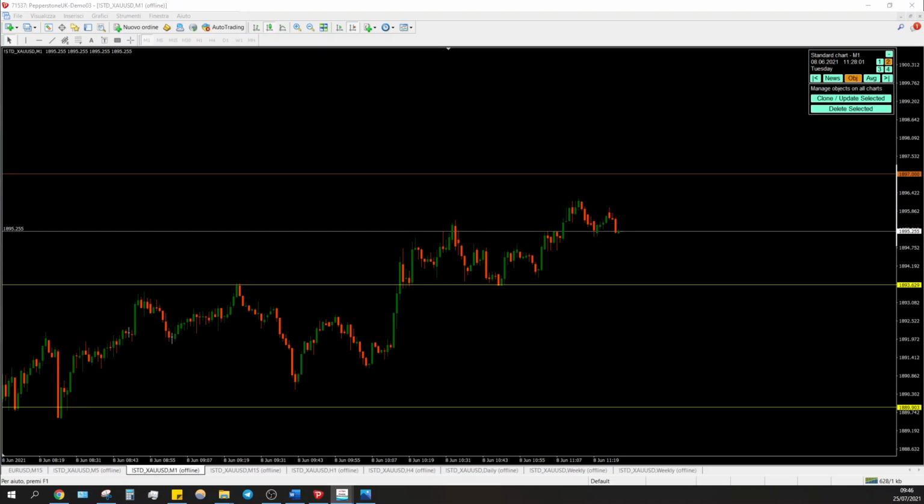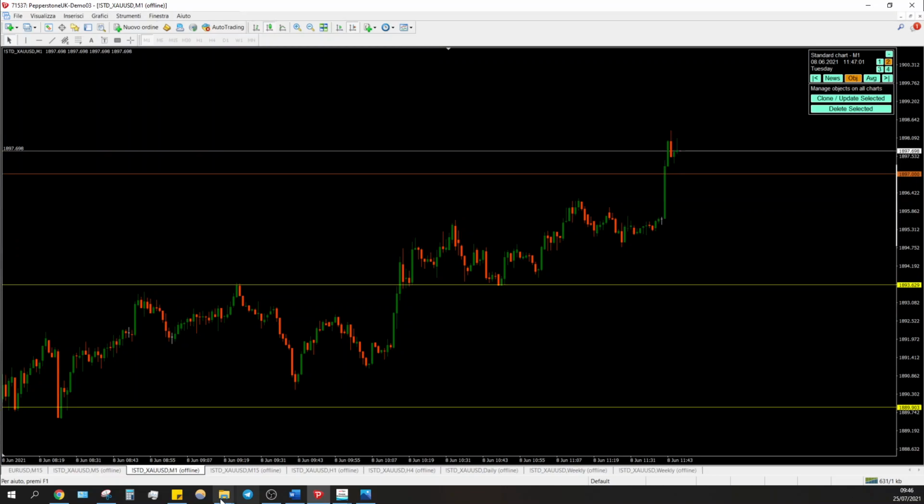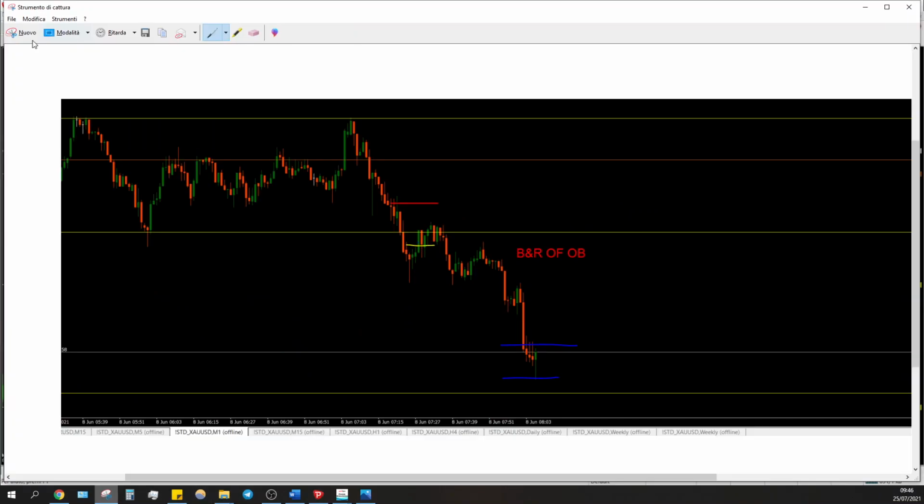So you can see then the price ranges, and then with New York, almost to New York open, we got our spike up. So this was not the cleanest, but it's a setup. It's still a valid setup.